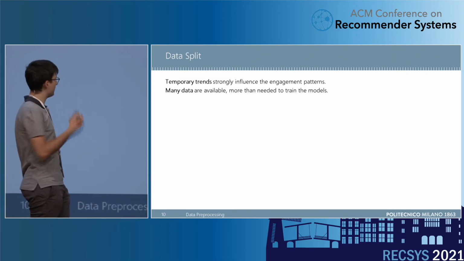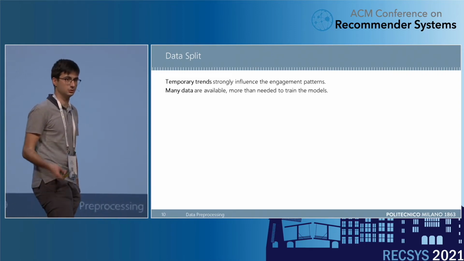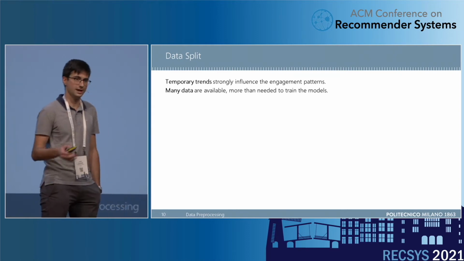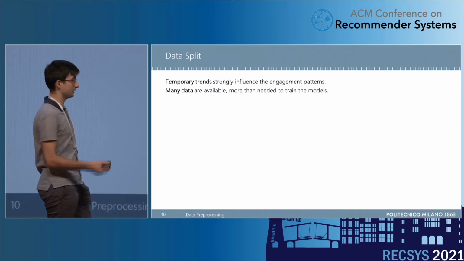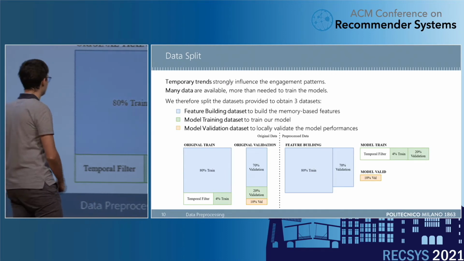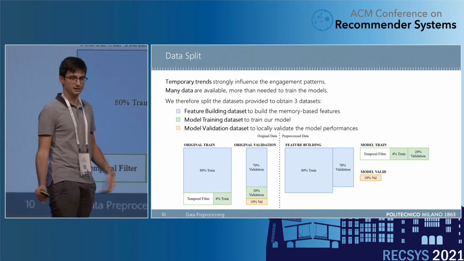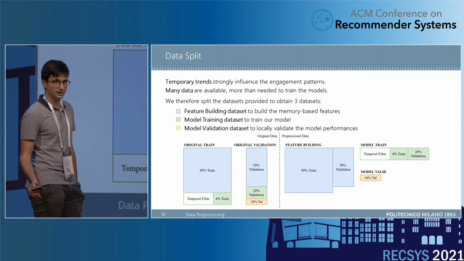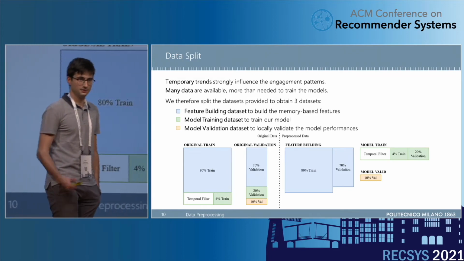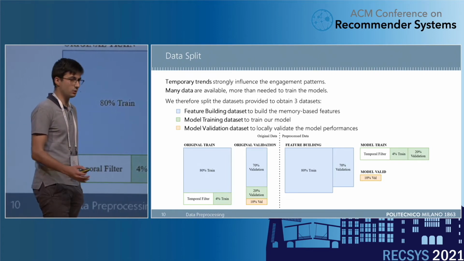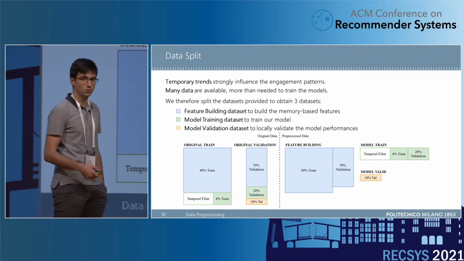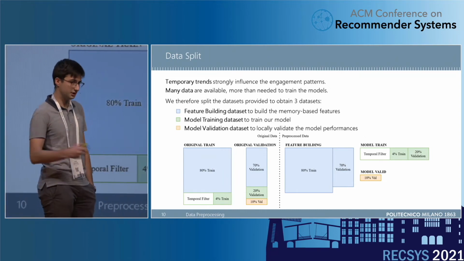Moreover, since more data were available than actually needed to train the model, we needed a way to summarize those in order to enhance our performances when training the model. We achieved this by splitting the dataset into 3 parts. The first one is the feature building dataset part, which is represented in blue in the figure. This feature building dataset is the one we use to build our memory-based features without any leak of any sort on the train.